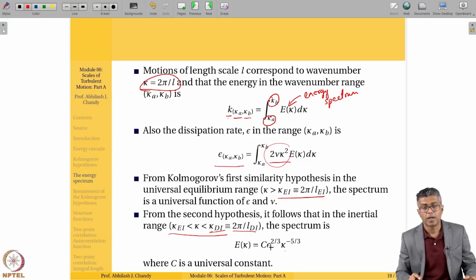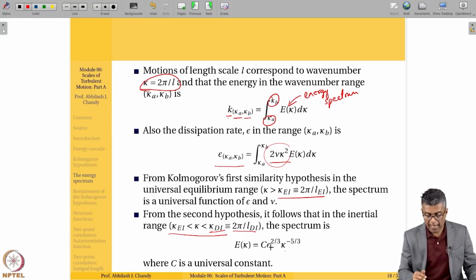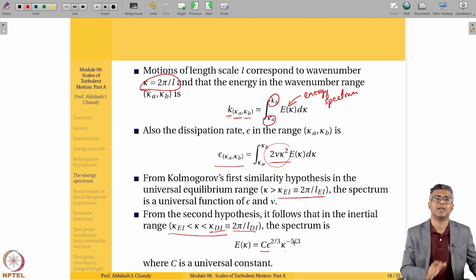How did I get this? Because I know that the inertial subrange only depends on epsilon and it does not depend on nu. So there is a constant. There is obviously a constant there, and it would be epsilon to the 2/3 and kappa to the minus 5/3 in order to dimensionally match the energy spectrum. I know that it will only depend on epsilon.